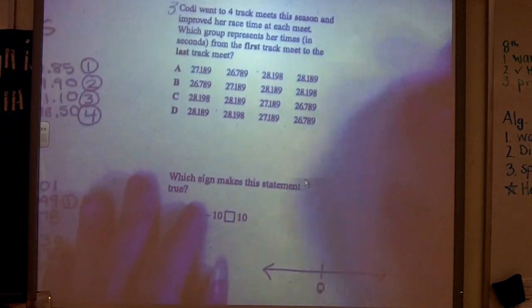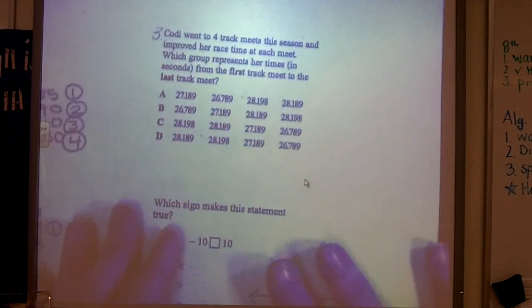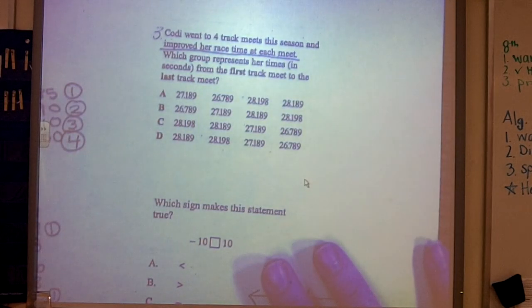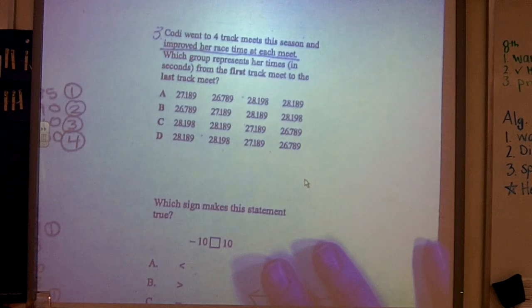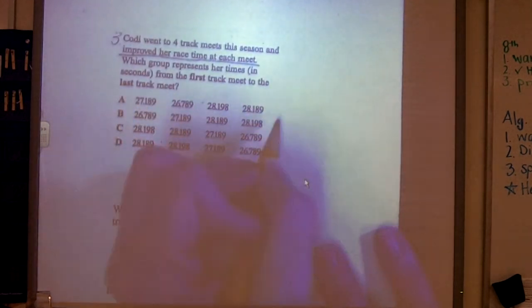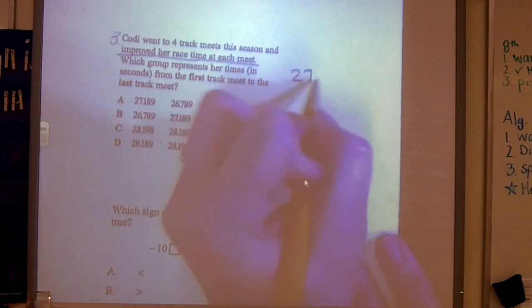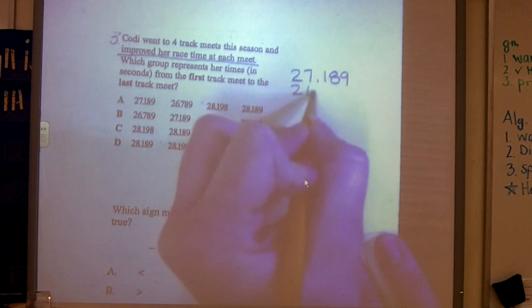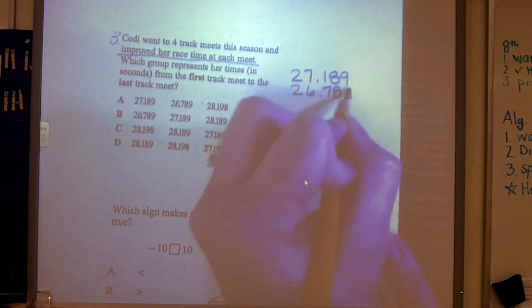Number 3, Cody went to 4 track meets this season and improved her race time at each meet. That means that she got faster. So our times should get smaller as we go. So I'm going to start with A and write out my numbers. You'll notice that these are the same numbers in each problem, or in each choice, I should say.